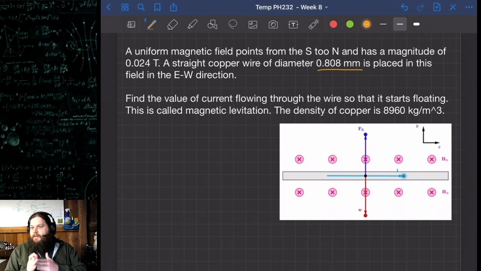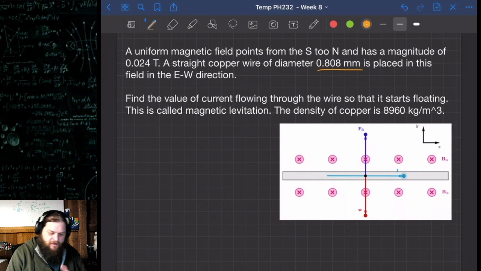Since the magnetic field is going from south to north and the wire is going from east to west, we know that they're going to be perpendicular to each other. So the angle between the direction of current and the magnetic field has to be 90 degrees.